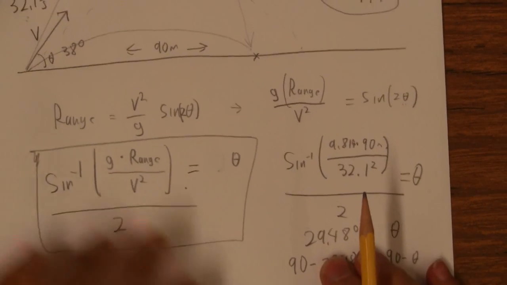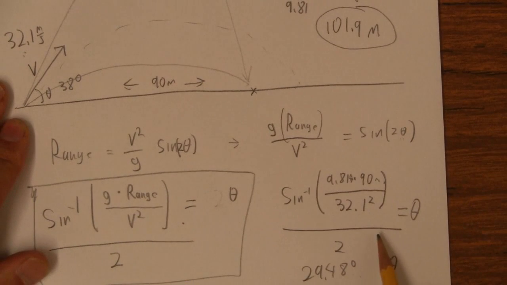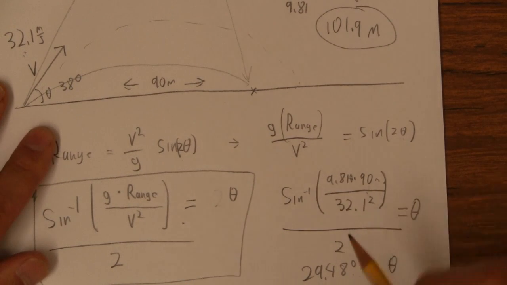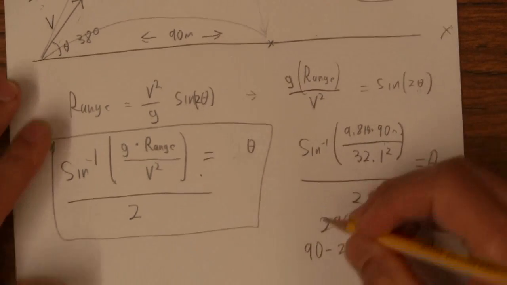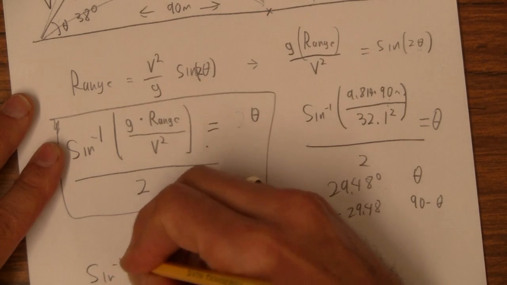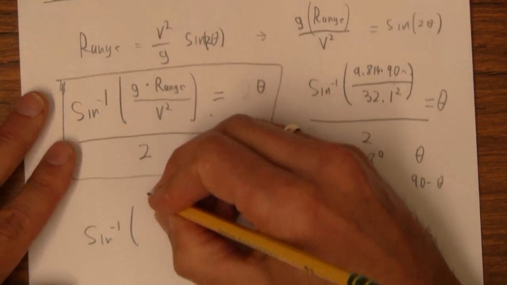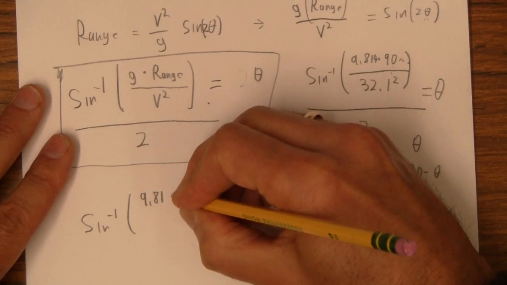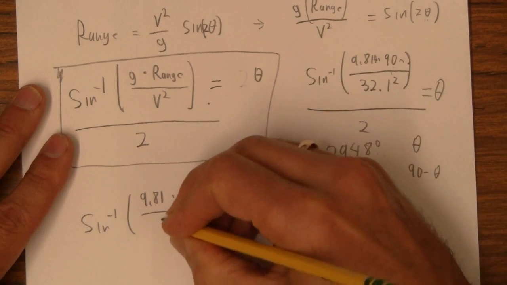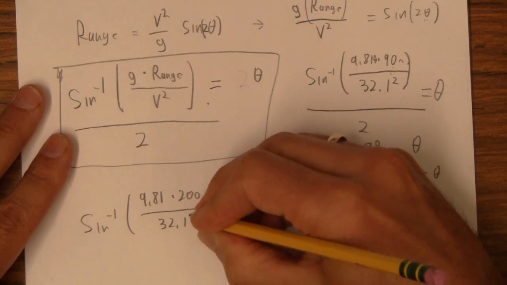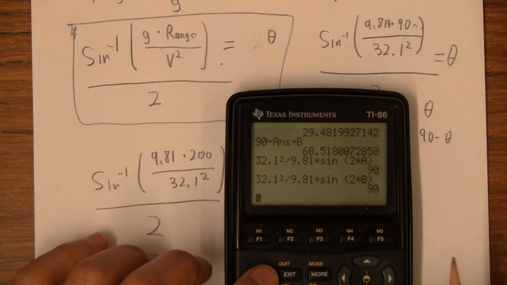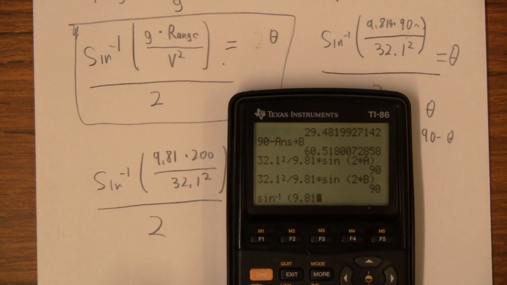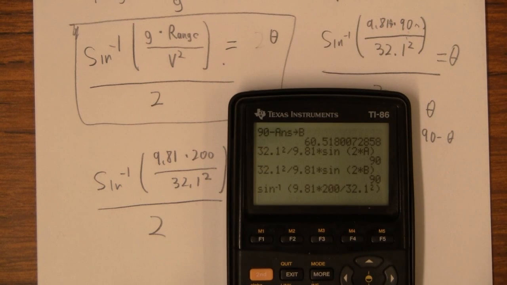Now, let's answer another question. Here we figured out what angle to hit 90 meters. Let's figure out one to hit 200 meters, which is way out here. So that's going to be inverse sine of g times range, so 9.81 times 200 divided by 32.1 squared, divided by 2. Let's try that. Second sine of 9.81 times 200 divided by 32.1 squared, divided by 2.